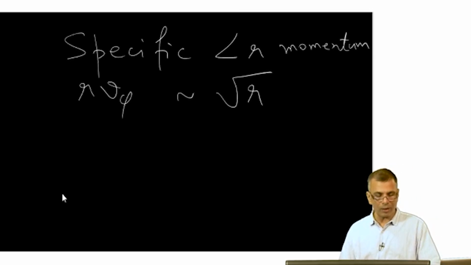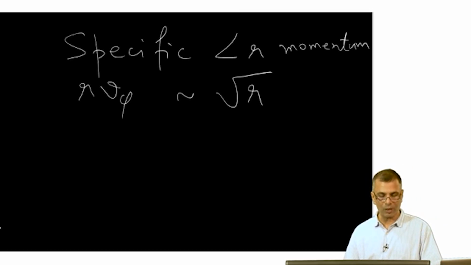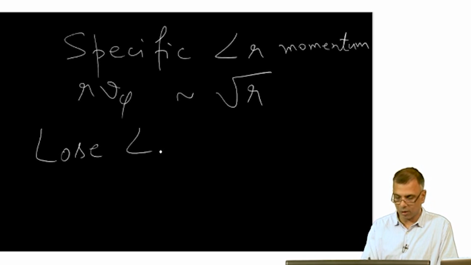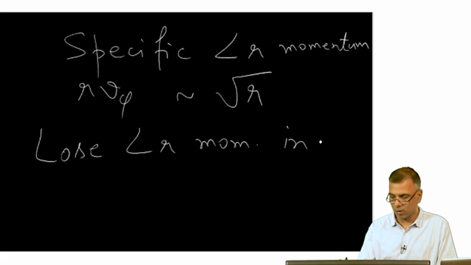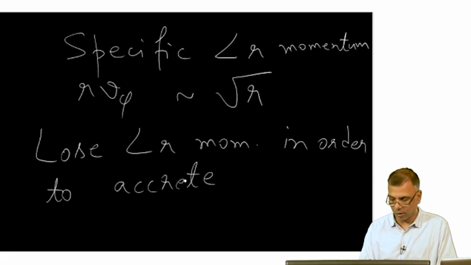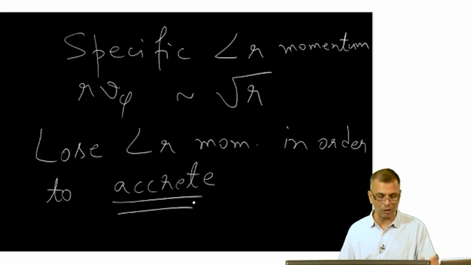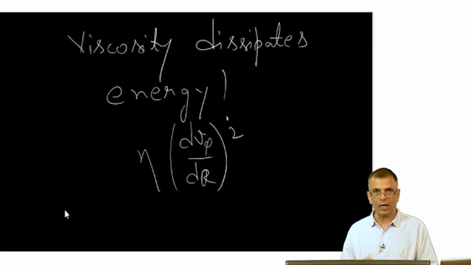So matter has to lose angular momentum in order to accrete. And what causes it to lose this angular momentum? Viscosity. And viscosity also does another very important thing. It heats up the disk and makes it radiate, which is what ultimately makes the disk observable.